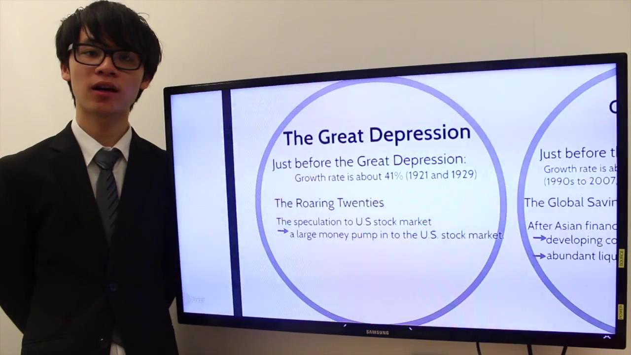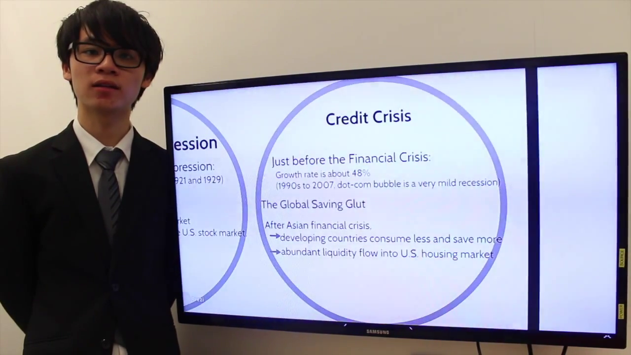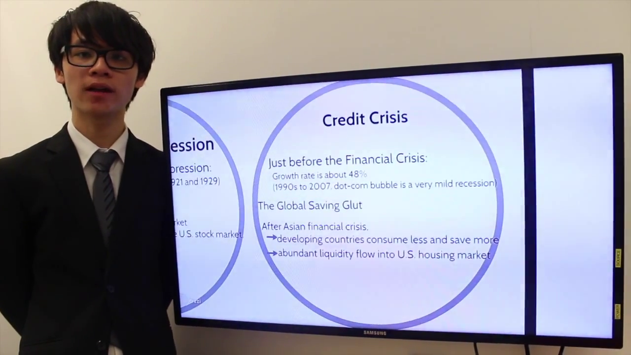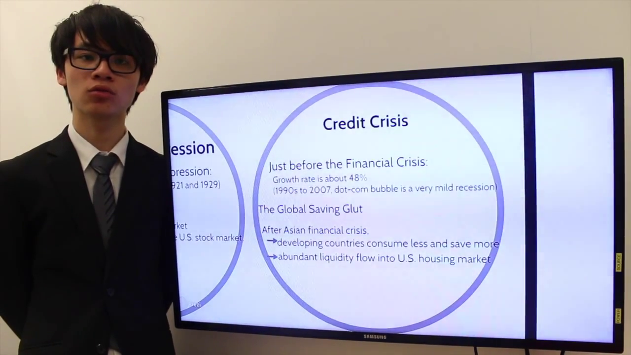Similarly, there was a 48% growth rate in the stock market of the US from the 1990s to 2007.